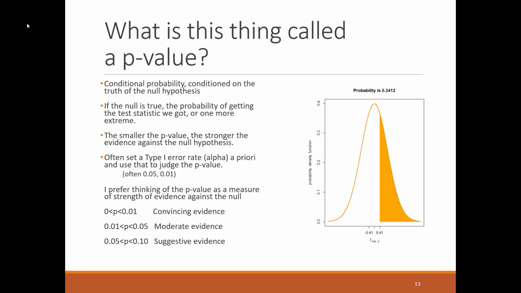Another philosophy or approach to p-values is to think of it in terms of evidence against the null. The smaller the p-value, the stronger the evidence against the null. Convincing evidence, for example, could be a p-value between 0 and 0.01, moderate evidence between 0.01 and 0.05, and suggestive evidence between 0.05 and 0.1.